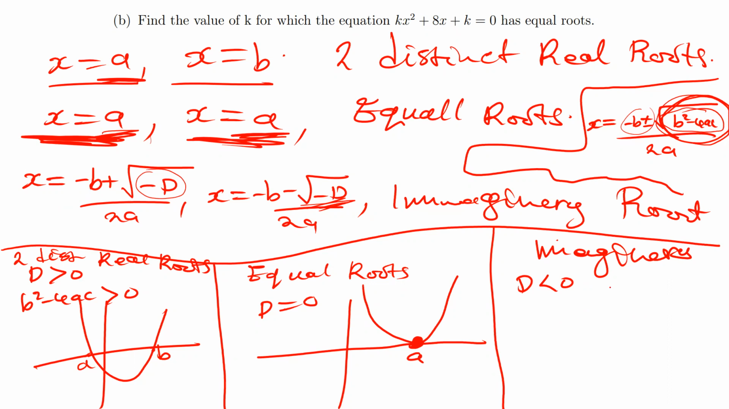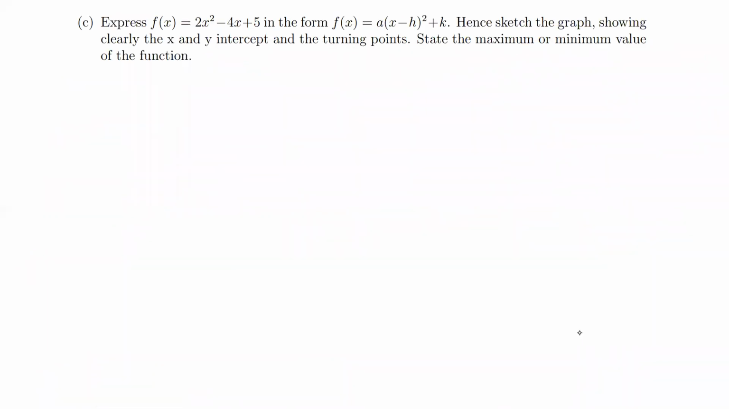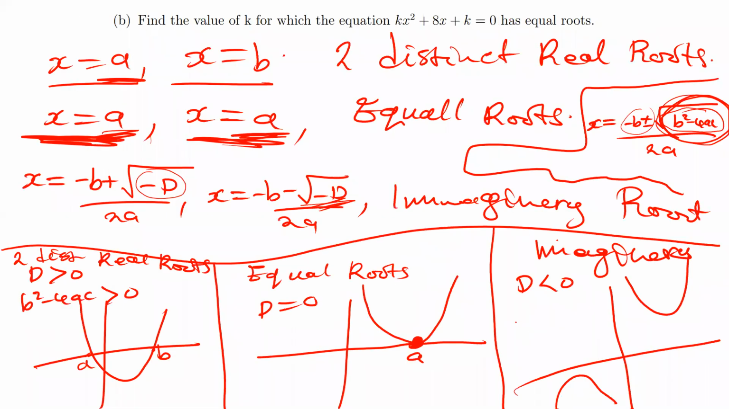What that means is that the given quadratic equation does not meet the x-axis at any point. So it can either be like that, or like that, or like that, as long as it's not meeting the x-axis. It means that the quadratic equation has imaginary roots. Okay, let's see how we can solve this question using these same concepts I've explained.